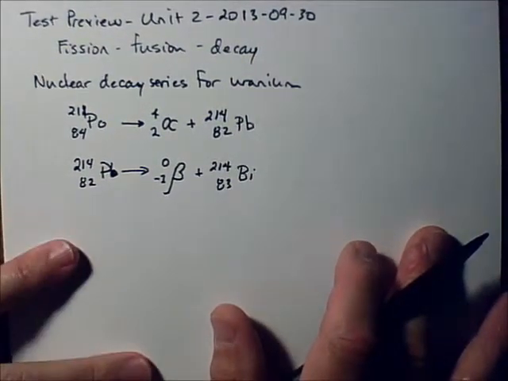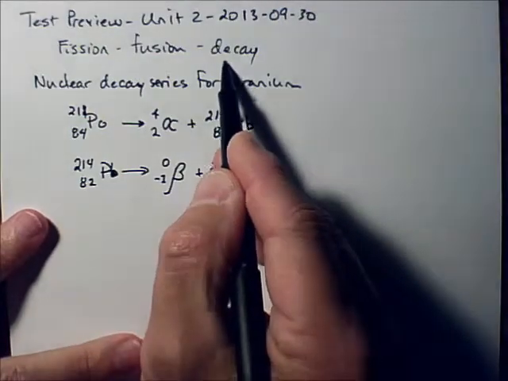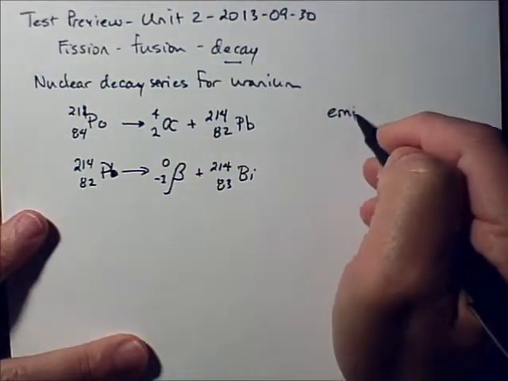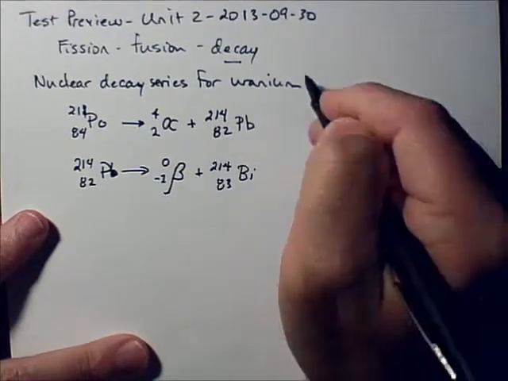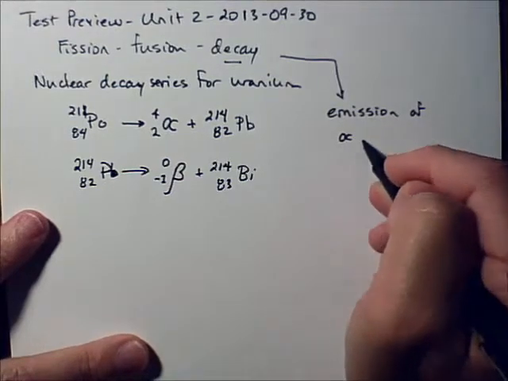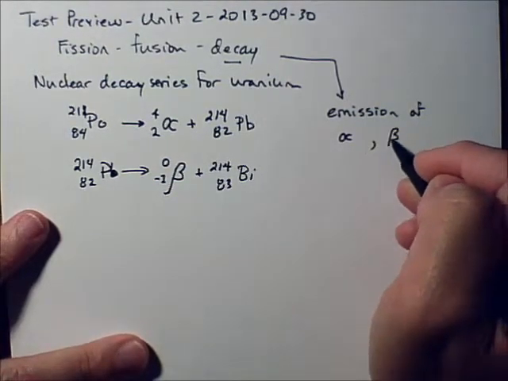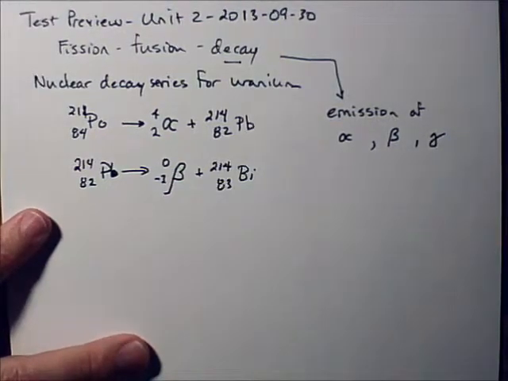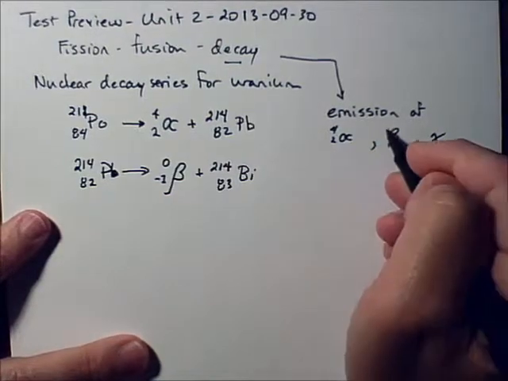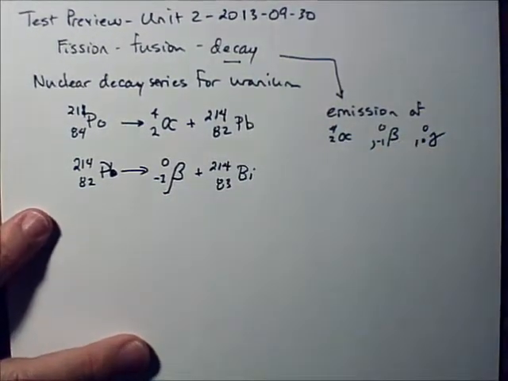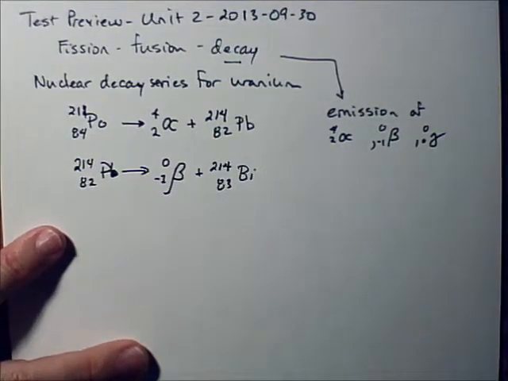So decay is about the emission of alpha particles, beta particles, and gamma radiation. Okay? That's what decay is about.